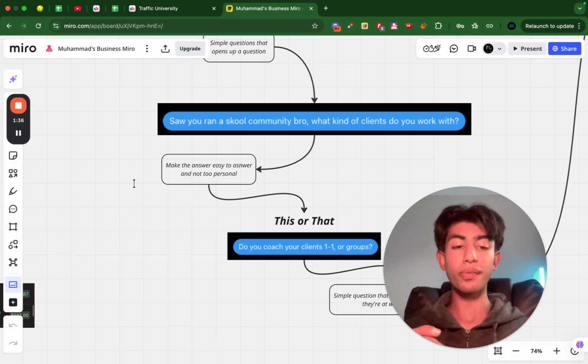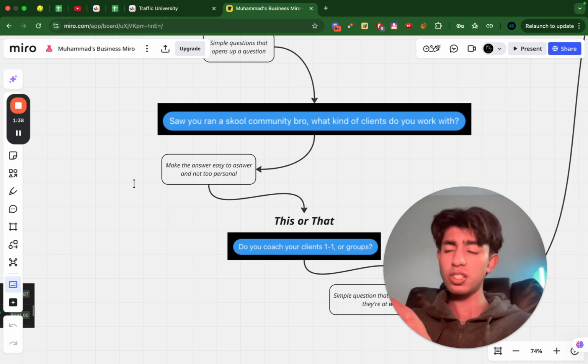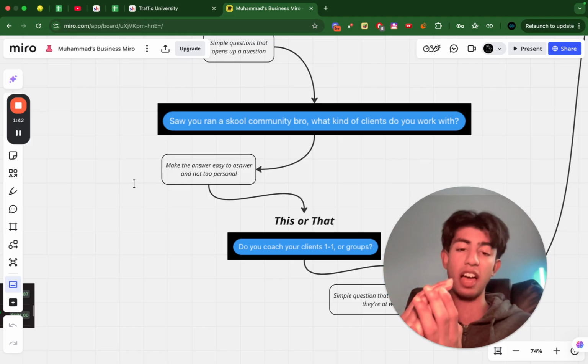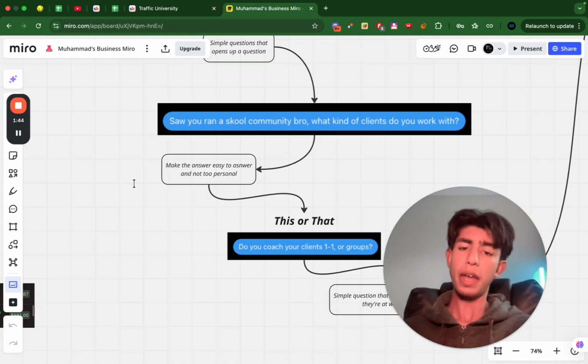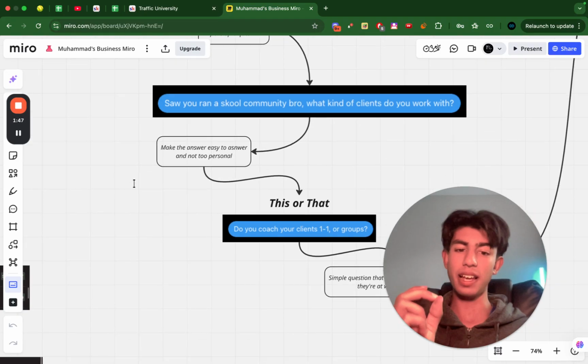Make sure it's really low friction, because the lower friction the question is, the easier it is for them to respond. And we want to reduce the amount of friction they have between us asking the question and then replying. So just make it really, really easy to answer.